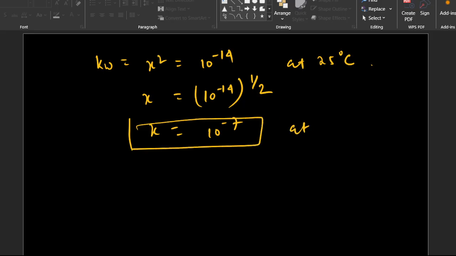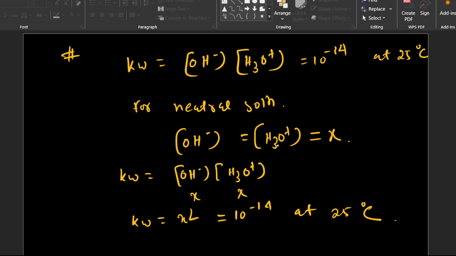This is at neutral. At neutral, OH minus concentration and H3O plus concentration are the same. That's why we take them as X and X. So these two are equal, then we can take X squared, that is equal to 10 raised to minus 14. So for neutral, these are equal. That's why we take the value X and X.